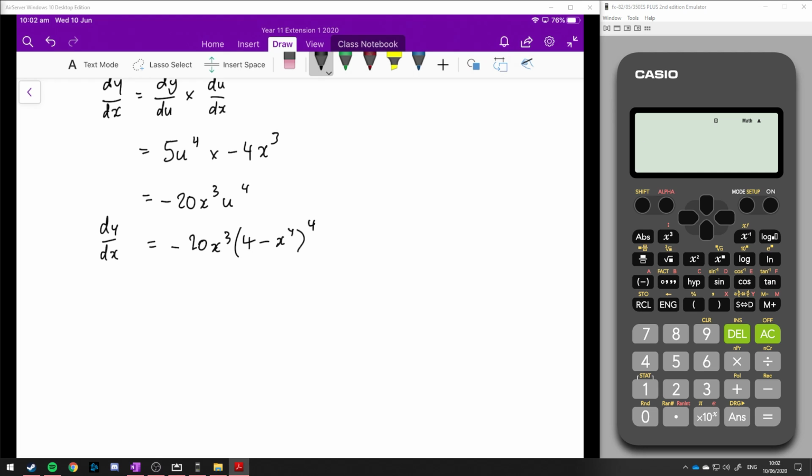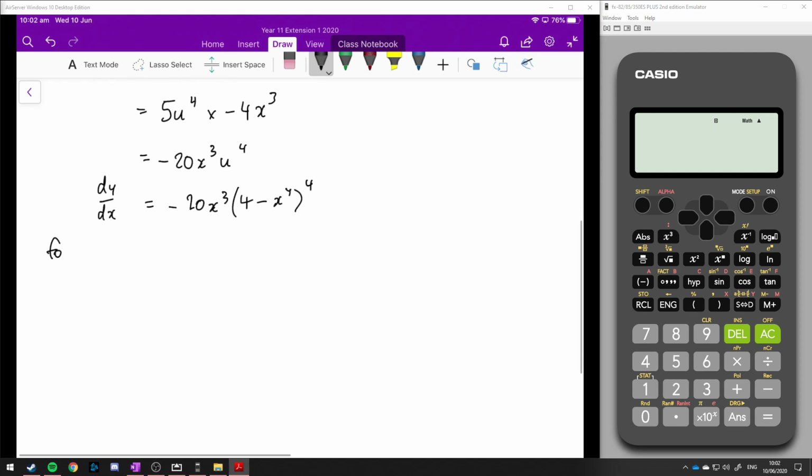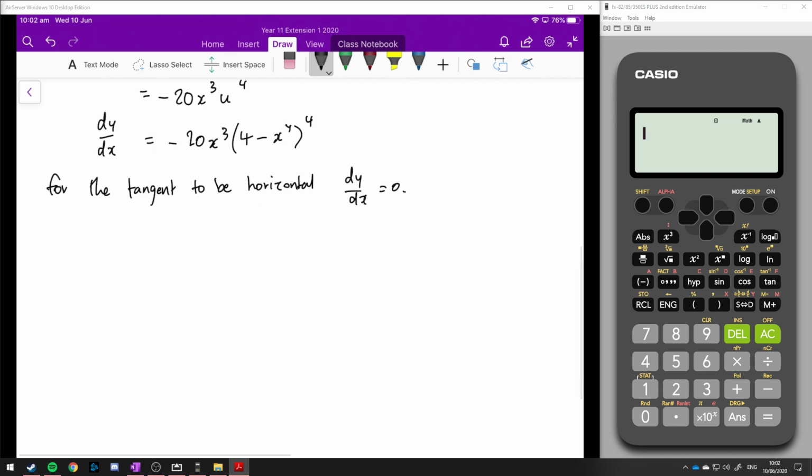Now, once we've found our derivative, we want to work out where the tangent is horizontal. So for the tangent to be horizontal, dy dx needs to be equal to 0. The gradient of our derivative needs to be equal to 0. So in other words, we need 0 to be equal to minus 20x cubed, lots of 4 minus x to the power of 4, all to the power of 4.